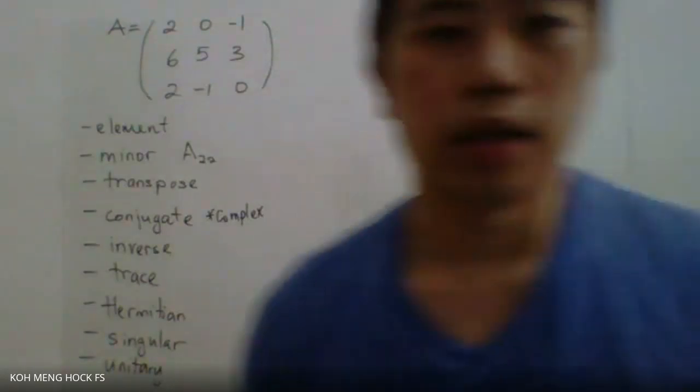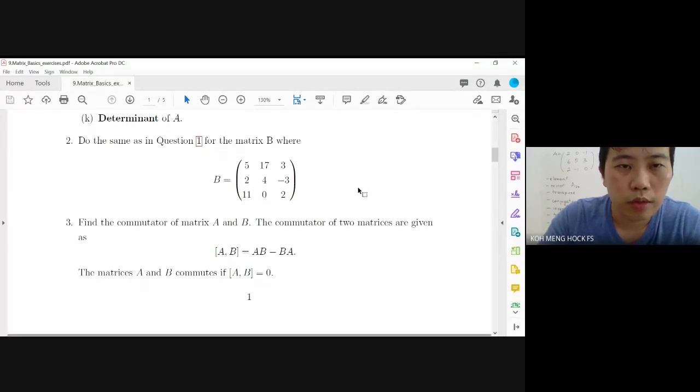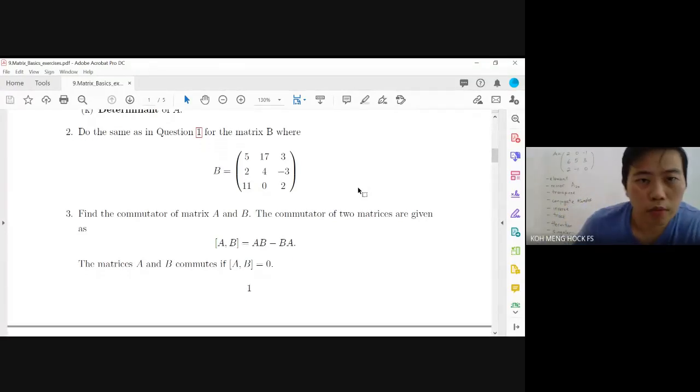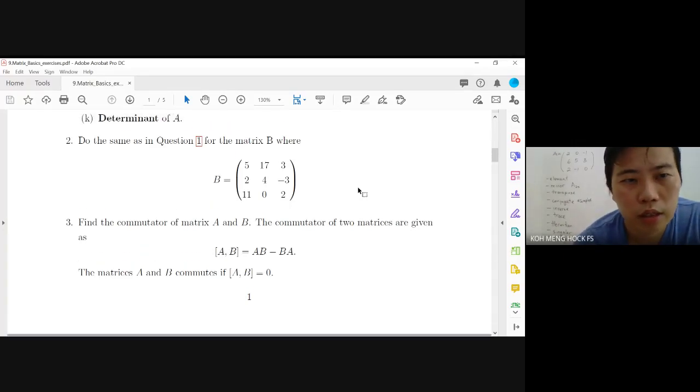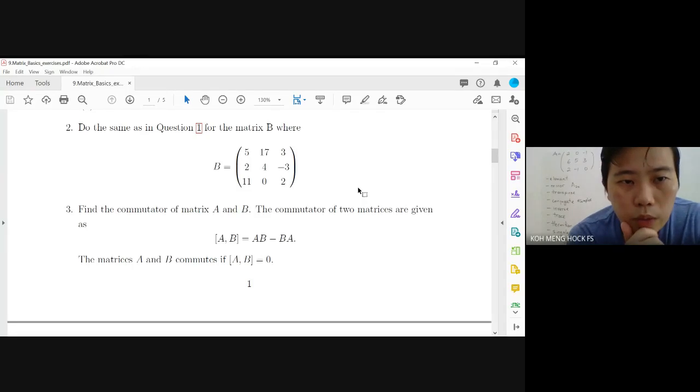Okay, so the second one. Here, I ask you to do the same for matrix B for question number 1. So this is straightforward. I won't give you the answer here because I'm sure you can do it. Okay, but question number 3 now. Question number 3, they ask you to find the commutator of matrix A and B. So the commutator of matrix A and B is given like this: AB minus BA.